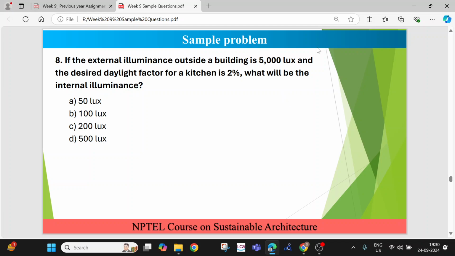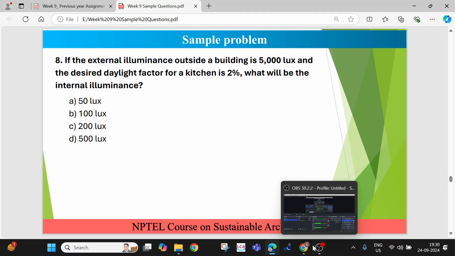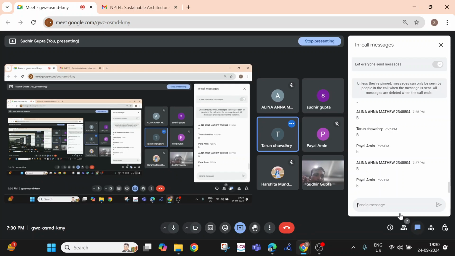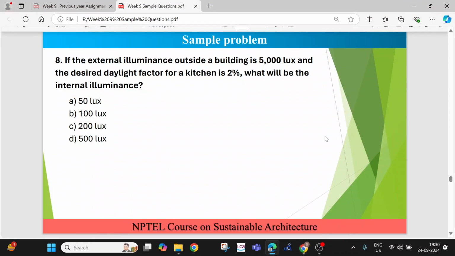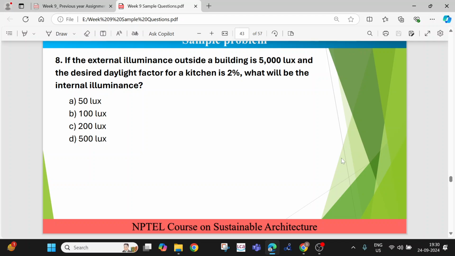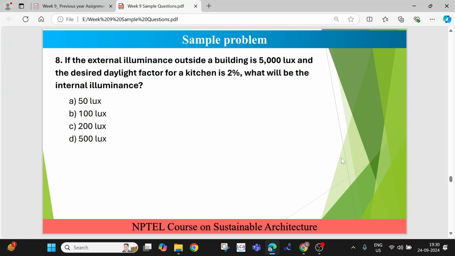Option B. So most of you have answered option B, and B is the right answer. 100 lux. Fine. So this is directly picked up from the lecture slide example question. You can refer to that; there was a simple relationship between the daylight factor and the illuminance that you can utilize for evaluating the correct answer, that is 100 lux.